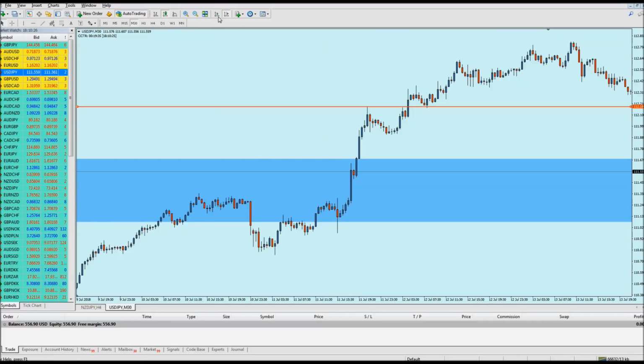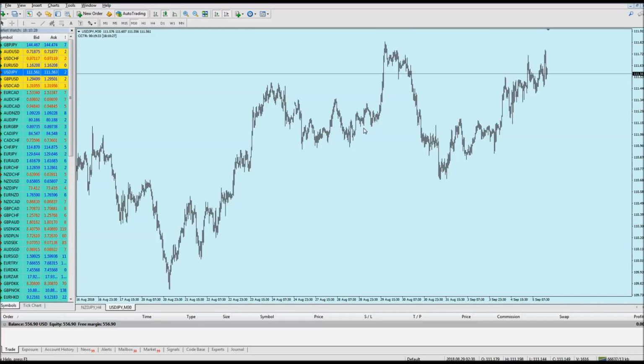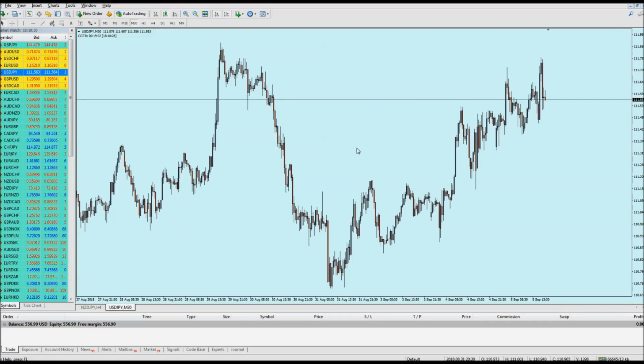Now, I want to go to the most important part, the strategy. What is the strategy we are actually going to use? How can we tell if this breakout will be strong or not? How can we tell if this is a good time to enter or not?